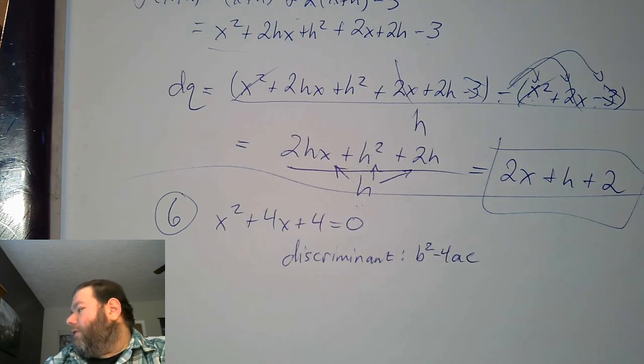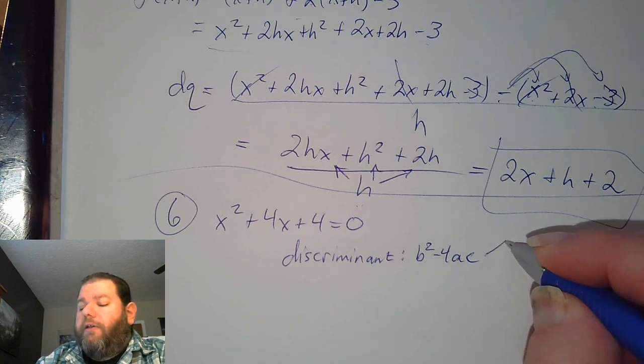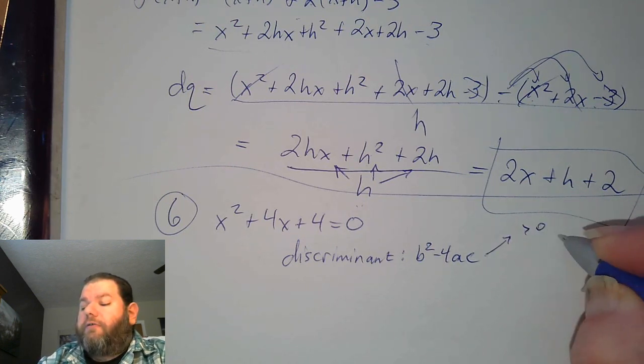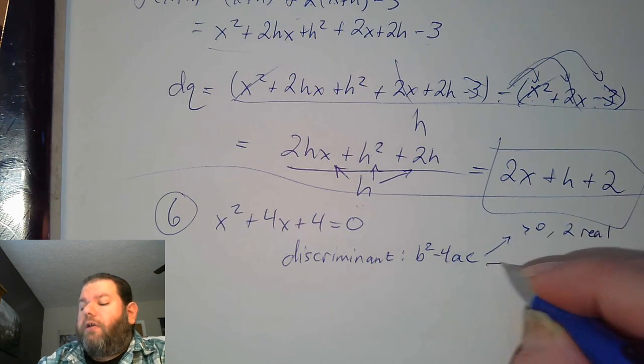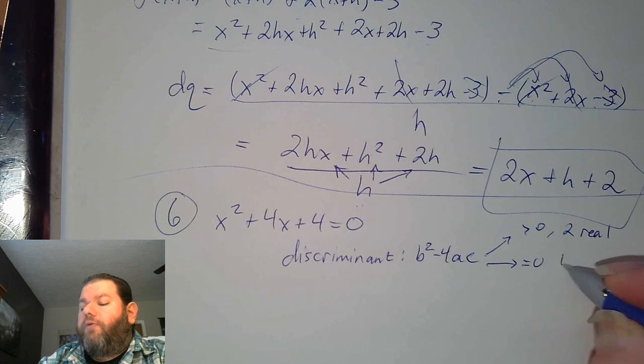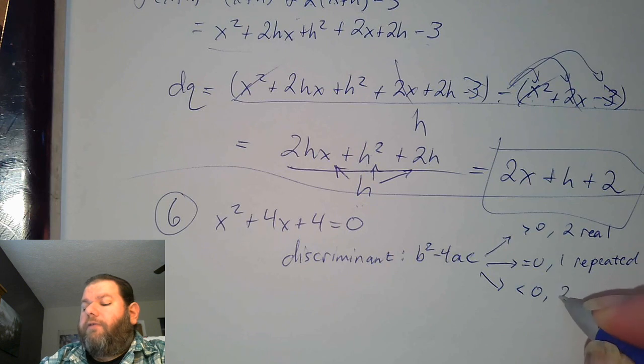So our discriminant is b squared minus 4ac, and if it's greater than 0, we have 2 real solutions. If it equals 0, we have one real, or one repeated real solution. And if it's less than 0, we have 2 complex, 0 real solutions.